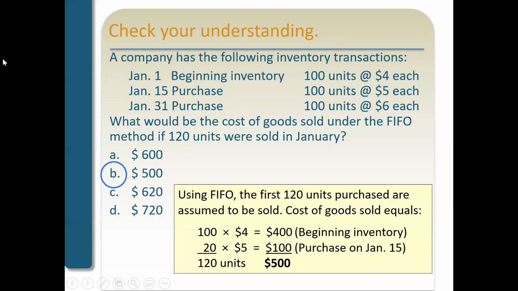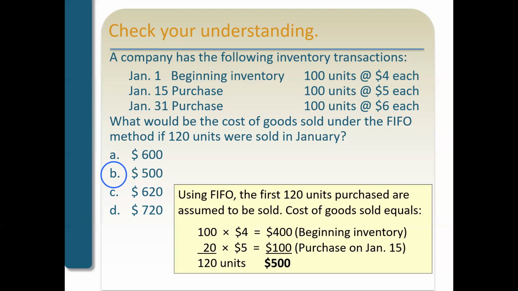How did we come up with that? Again, FIFO means the first ones in are the first ones we say we sold. So if we sold 120 units, we take the oldest ones sitting in inventory. The beginning inventory shows 100 units at $4 each, so we'll take all of those. And then from the January 15th purchase we'll take 20 of those units at $5 apiece. Does that make sense? So our cost of goods sold here would be $500.